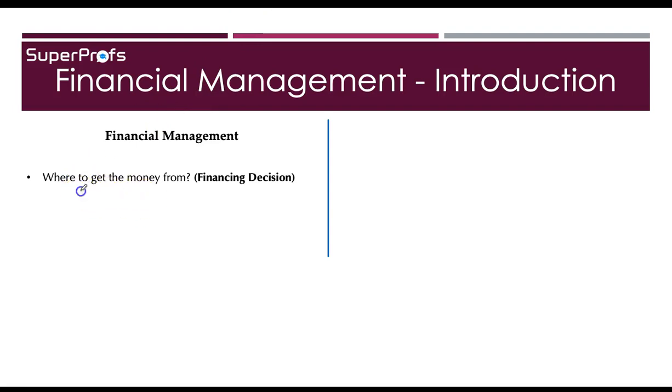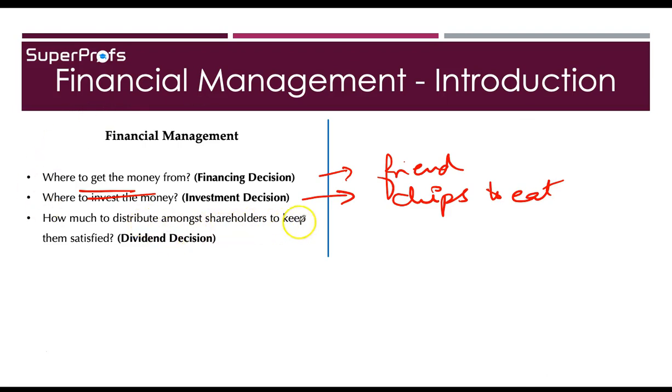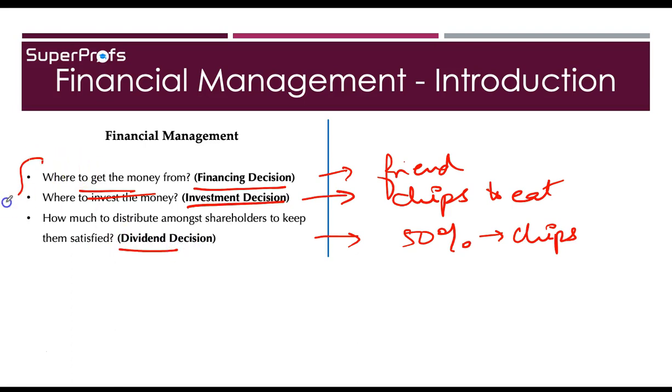So the first thing is where to get the money from. In this case it was your friend. Then where to invest the money, the investment decision, that is your chips to eat. And how much to distribute among shareholders to keep them satisfied, which was because you had asked for 50% of the money from your friend, so you will give them 50% of chips. So this was the dividend decision. These three aspects, financing decision, investment decision and dividend decision, are the three aspects of financial management.